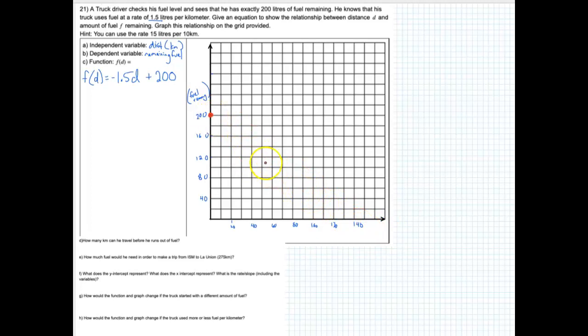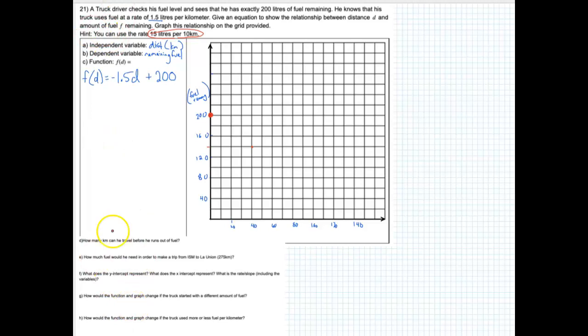Now before I make my graph, I could go rise over run here. It said you could use this where for every 10 kilometers, we decrease by 15. I would like to go 40 kilometers and it would decrease by 60 because that might be a little bit easier. That would be here at 140. So something like that, I guess. Is that right?